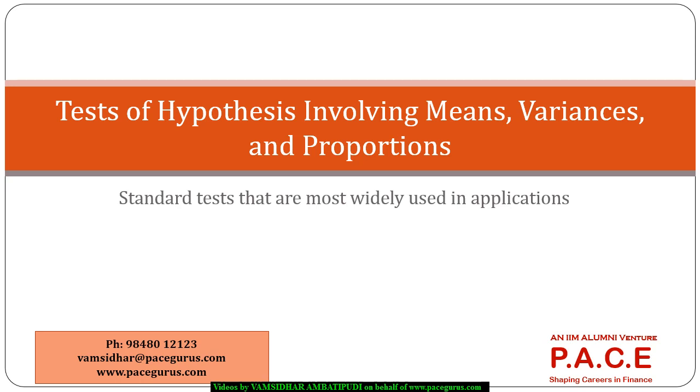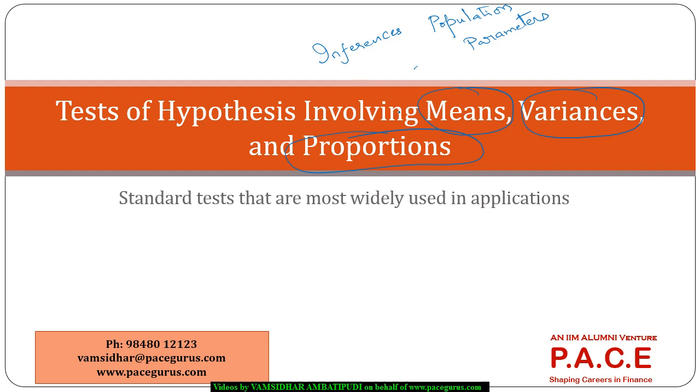In this session, we are going to deal with different kinds of tests of hypothesis. Majorly, we will do different kinds of hypothesis tests involving the means, involving the variances, and even the proportion. So, we are making a lot of inferences about the population parameters, especially the mean, the variances, and the proportions.